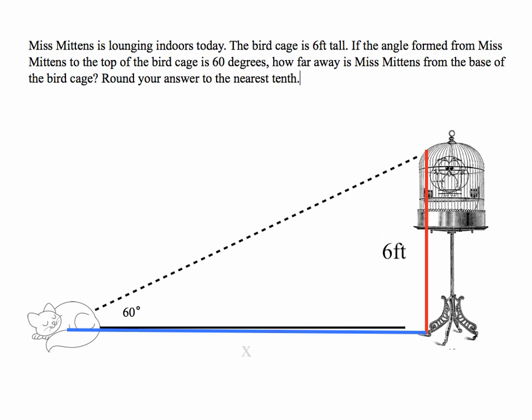6 feet, x feet. So the correct relationship is to say that 6 is equal to x square roots of 3. Divide both sides by the square root of 3 and rationalize. So Miss Mittens is 2 square roots of 3 feet away, which is approximately 3.46 feet. Rounding up, I get about 3.5 feet.